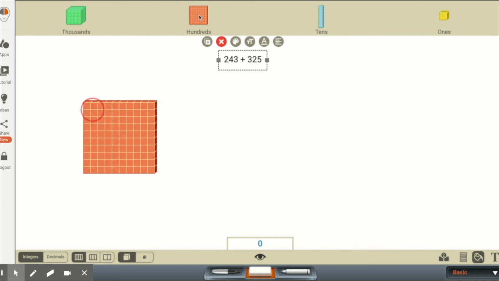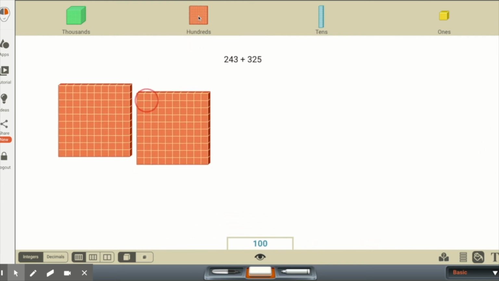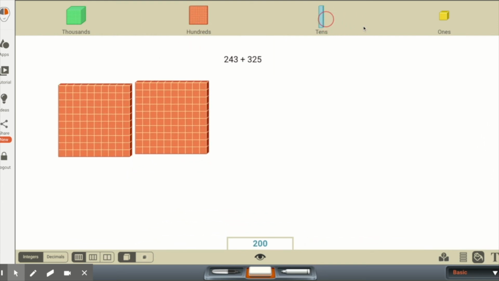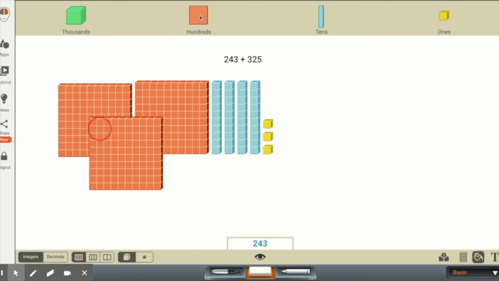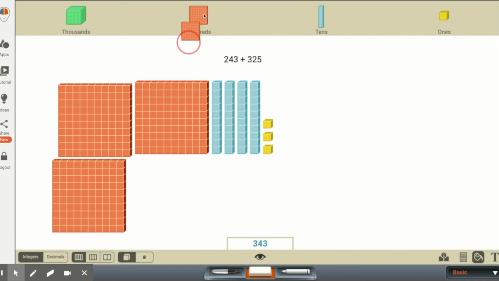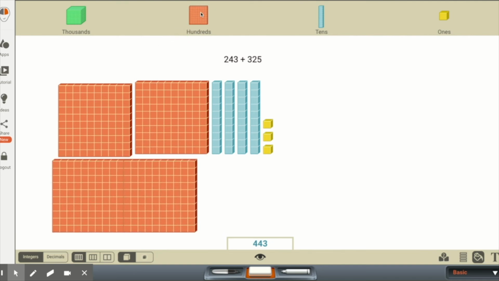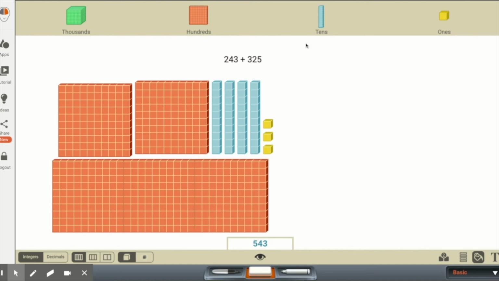We literally can make 243, 1, 2, 3, 4, and then here, if we wanted to do 325 down here, we can move these down. The cool thing with this is it really gives your students an opportunity to check their work, because down here at the bottom, it'll tell the total. Now, if they click that I, it'll take it away.